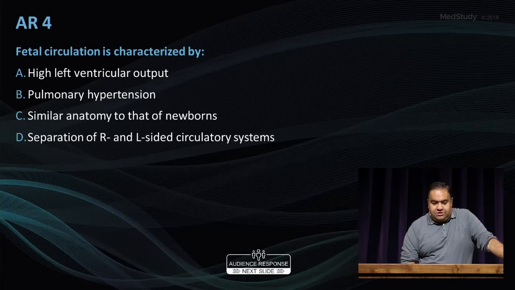Fetal circulation is characterized by A, high left ventricular output, B, pulmonary hypertension, C, similar anatomy to that of newborns, or D, separation of the right and left-sided circulatory systems.